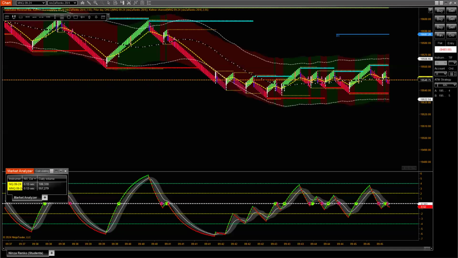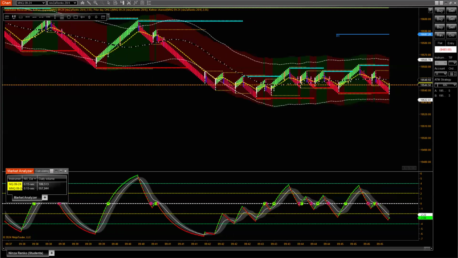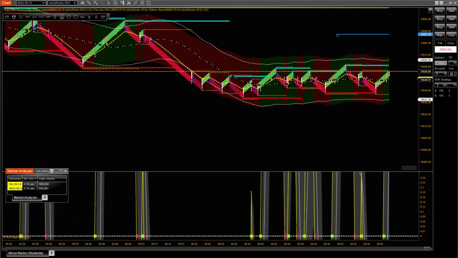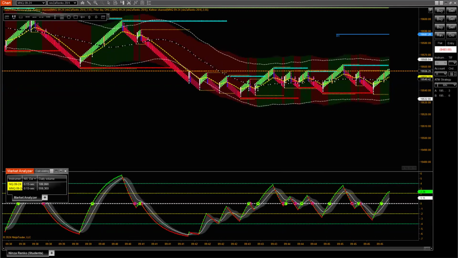Look how narrow that channel is. They're just not going up and down that much. They're just going up and down, very narrow. So there's really no momentum, just grinding. Yeah, there's no momentum. It's just going up and down.